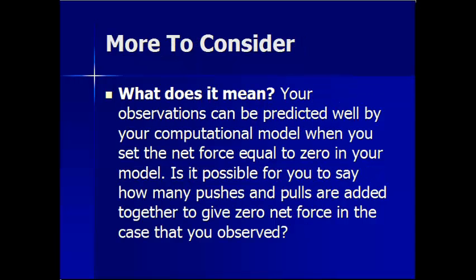Your observations can be predicted well by your computational model when you set the net force equal to 0. Is it possible for you to say how many pushes and pulls are added together to give the net force 0? There are a myriad of forces that could be present. However, as long as they balance out to equal 0, the results will remain unchanged. In my results, there were some differences. Whether they were the results of unknown forces or human error, I do not know. However, it was probably a combination of the two. I do know that because my system was rolling on the table, friction was present, as well as drag.